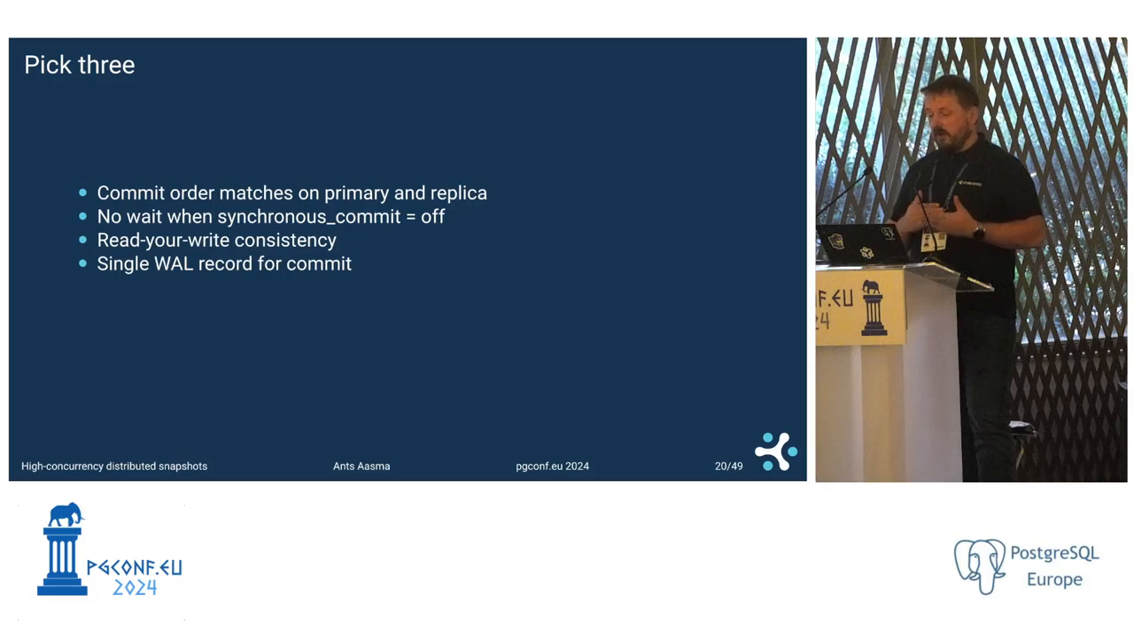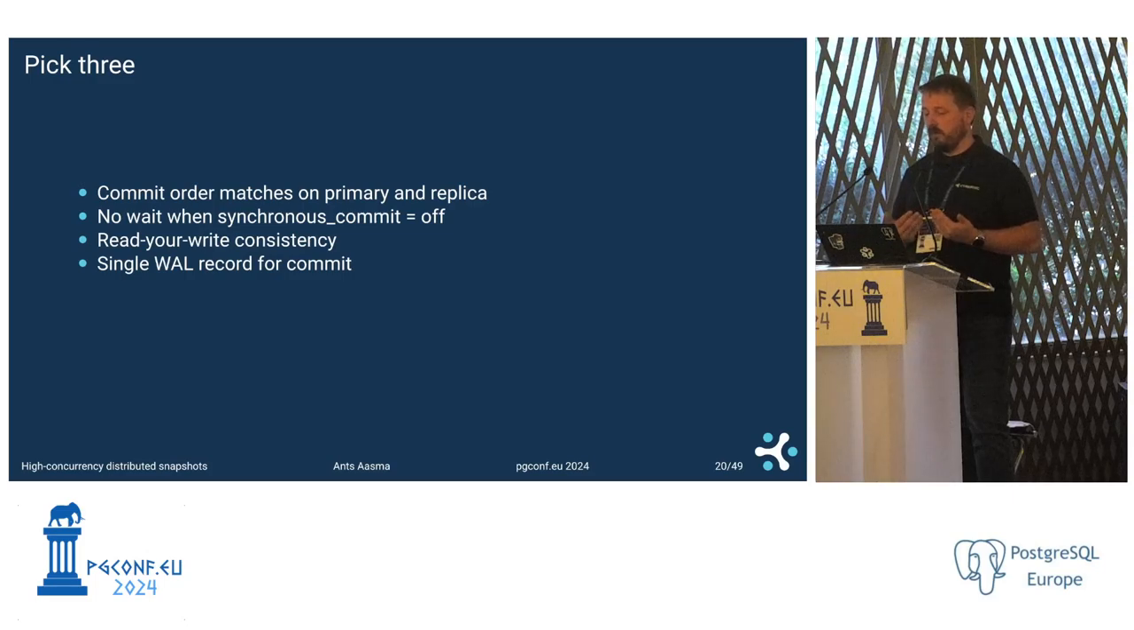And this is fundamentally a problem we cannot solve. We have to give up one of the following things. We have to say that our commit order does not match on the primary and replica, and we are fine with this. Or we say we are willing to wait on synchronous commit off until the other ones are replicated. Or the other one is that we return when we do a commit that has synchronous commit off. We don't wait, but it doesn't become visible immediately. This means that we give up on read-your-writes consistency. So you do a write, you go back to read it, it's not there.